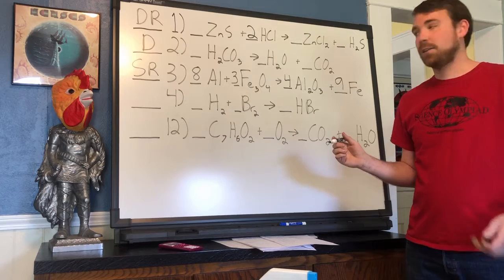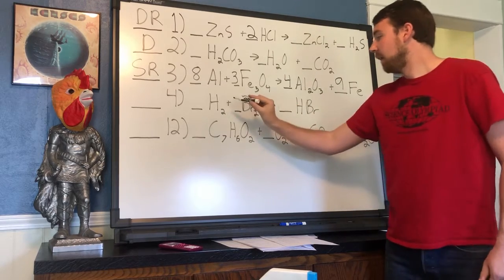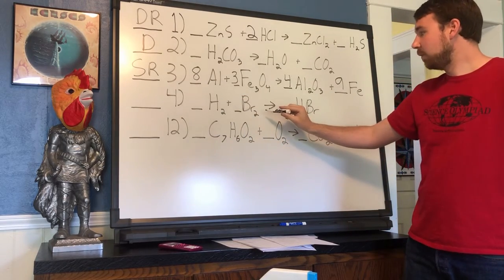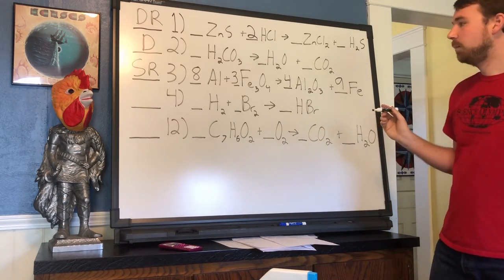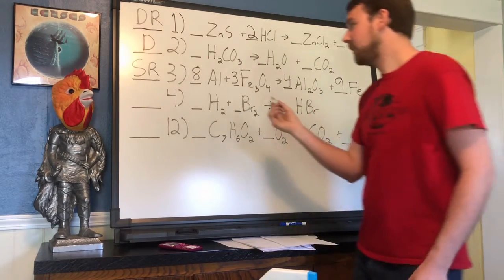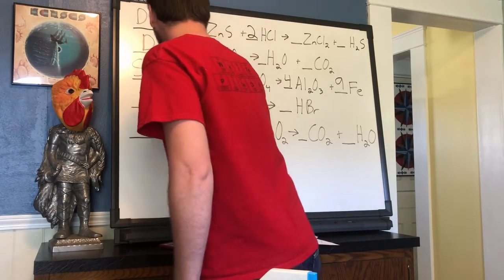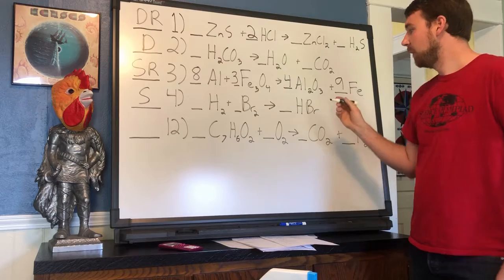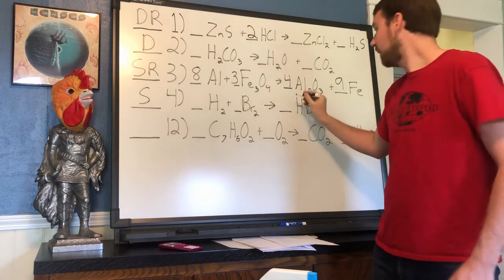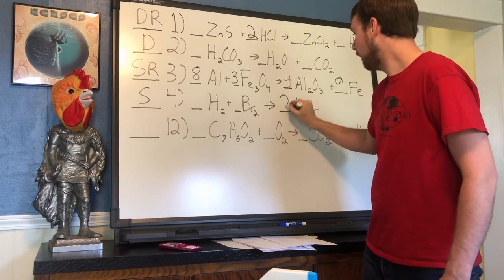For our next reaction, we have hydrogen gas and we have bromine coming together to make HBr. This is a synthesis reaction. We have 2 things coming together to make 1. And the balancing is very easy. We just need to put a 2 here.